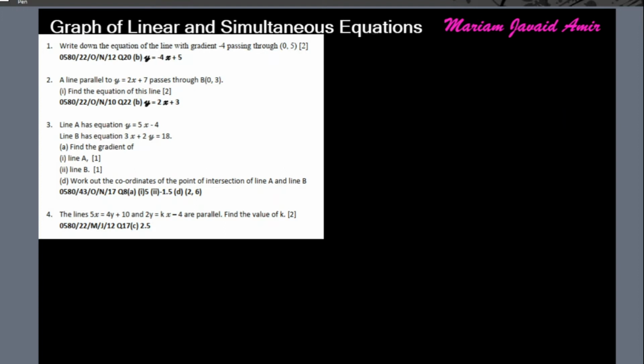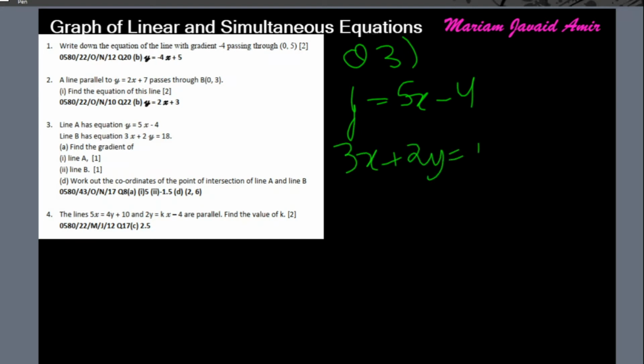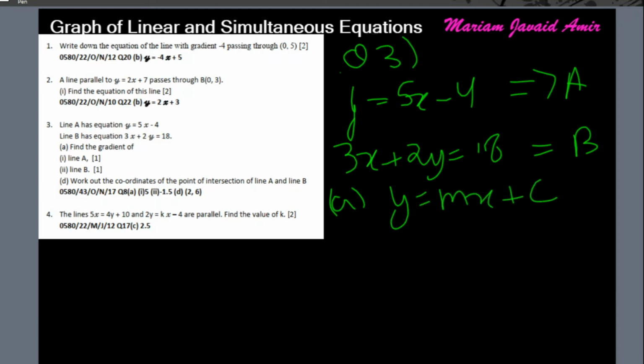Answer for question 2. Question 3 is, a line A has equation y equals 5x minus 4. A line B has equation 3x plus 2y equals 18. Part A, write down the gradient of line A. So this was line A, this was line B. The gradient is in the form always y equals mx plus c. The coefficient of x is the gradient, so m is simply 5 for part 1.